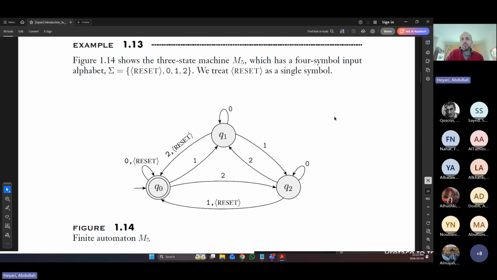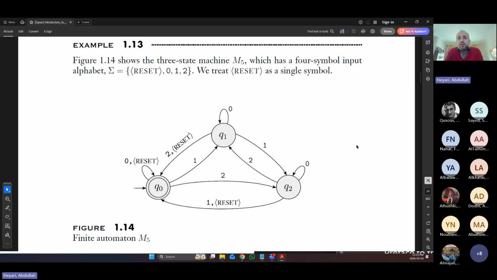This example has something new. Here we have a weird alphabet. Our alphabet sigma consists of 0, 1, and 2, but it also has something which acts like an alphabet symbol, but it has an effect. So if you read it, something happens.